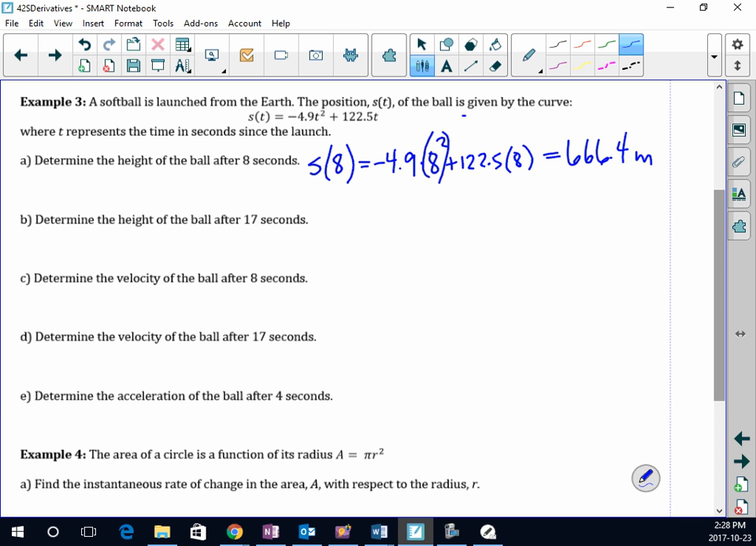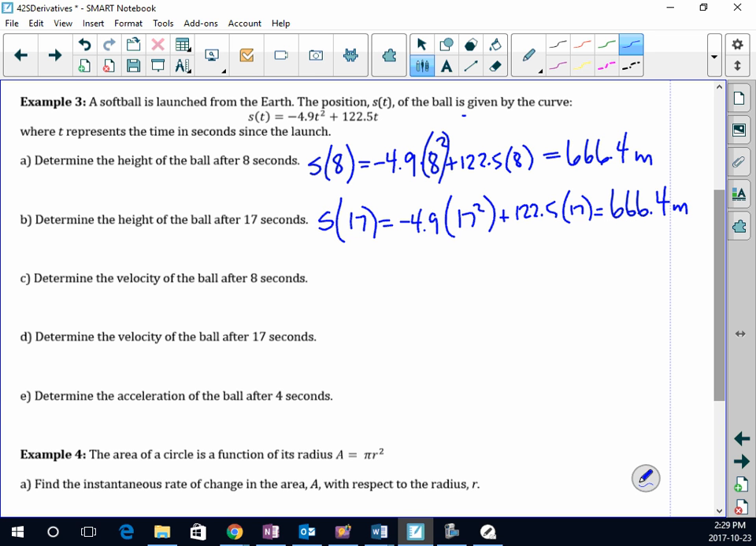Okay, determine the height of the ball after 17 seconds. So what do I find there? S of 17. So negative 4.9 times 17 squared plus 122.5 times 17. So what do we get there? What about guys at the back that were way ahead? What did you get there? The same number again? That's what I got. 666.4, and that would be meters again?